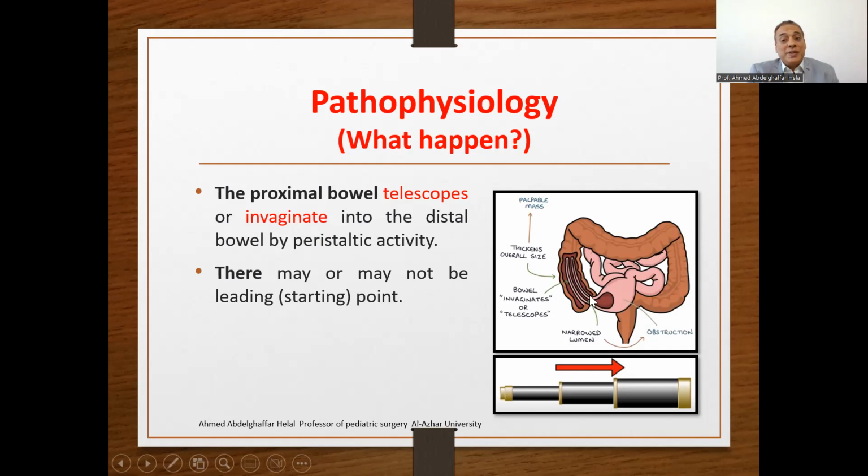As we see, this is the proximal bowel telescoping or invaginating into the distal part of the bowel. There may or may not be a leading or starting point. So we may have a starting point for this telescoping or invagination, or sometimes we may not find any starting point. Like the picture of the telescope, as we see in this picture, the telescope is formed of different segments, each one can be telescoped over each other. So this is intussusception.